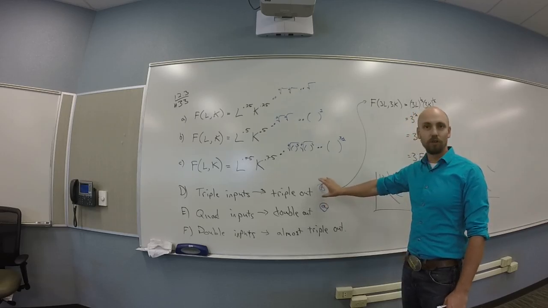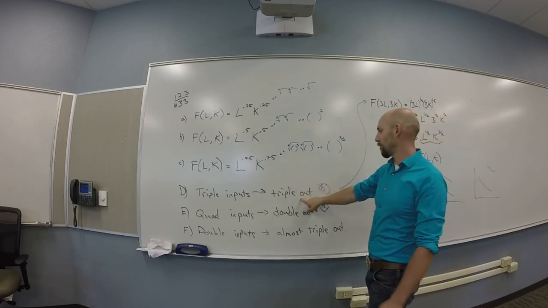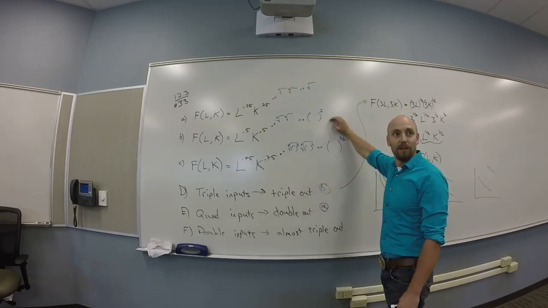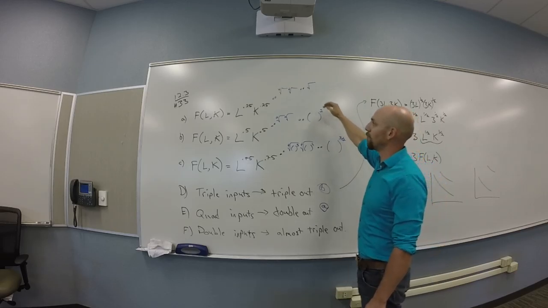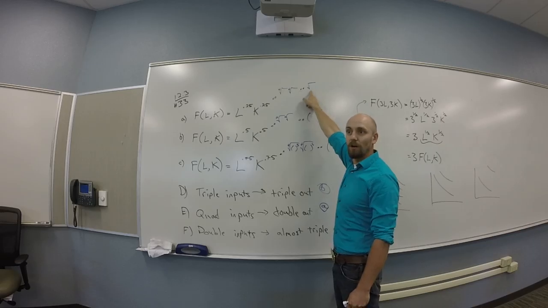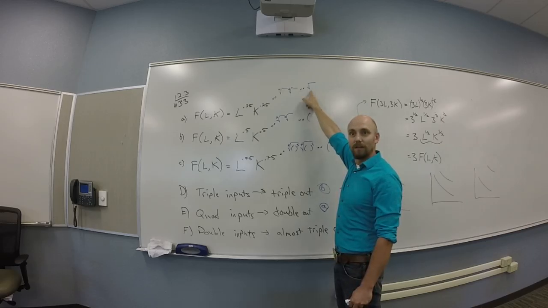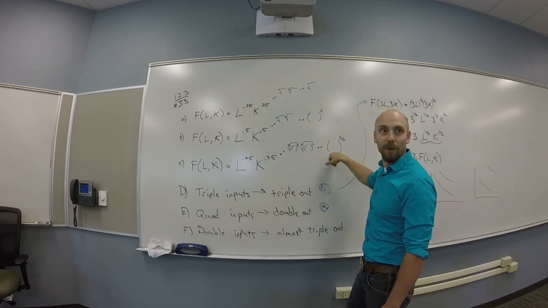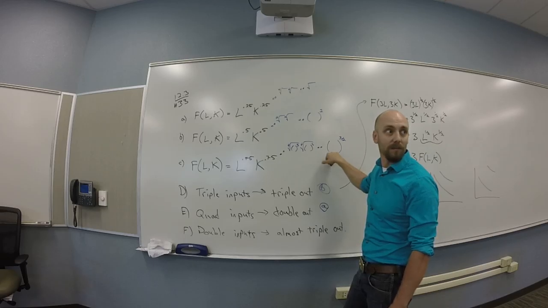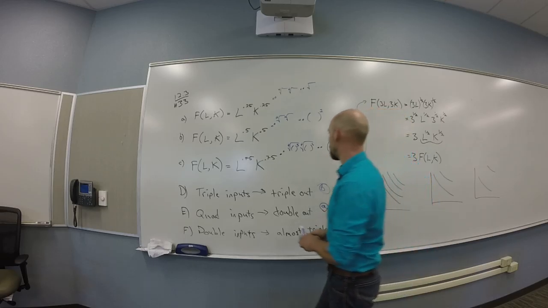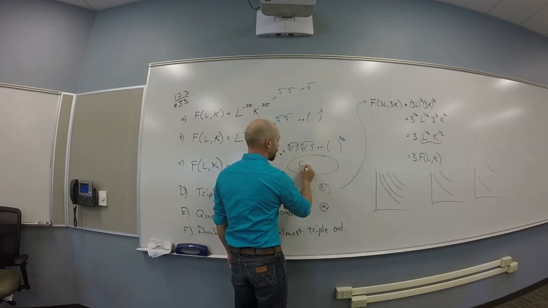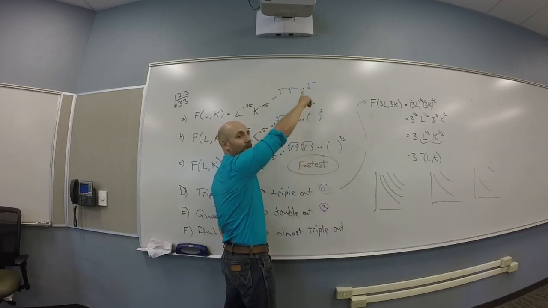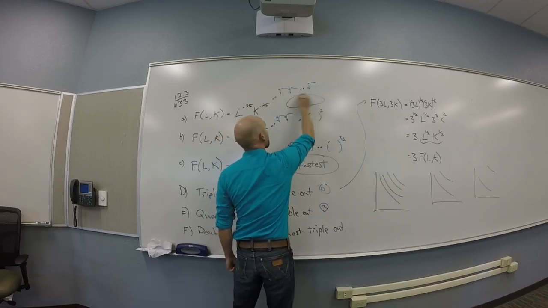Let me think about this in terms of tripling inputs, right? If I triple the inputs and triple the output on one of these, that would be this middle one? Yes. If I triple the inputs in A, I get only the square root of 3. And if I triple the inputs on this C thing, I get a little bit better than tripling. You guys see that? So I'm looking at this guy and I'm thinking, this is the fastest one. This one's the middle and that one's the slowest, right?